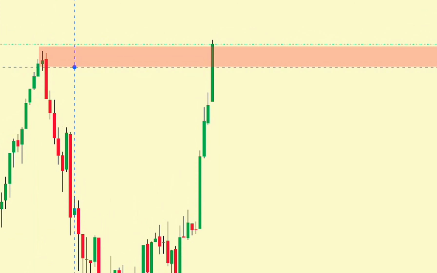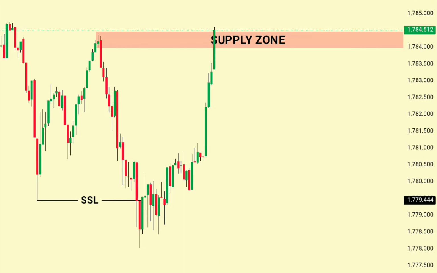After identifying the liquidity, I marked this supply zone. A supply zone is an area where strong selling pressure previously entered the market and pushed price lower. This tells me that institutions may still have unfilled orders in this region. Instead of selling immediately, I simply mark the zone and wait for price to return. My goal is to see how price behaves when it reaches this area before looking for any sell opportunity.